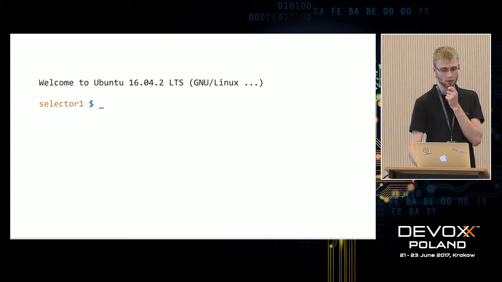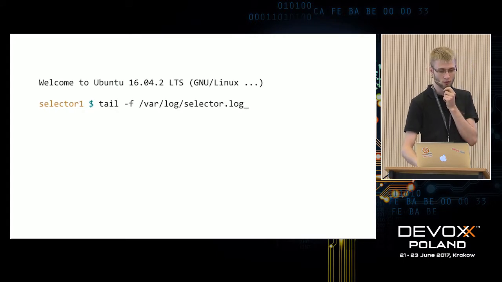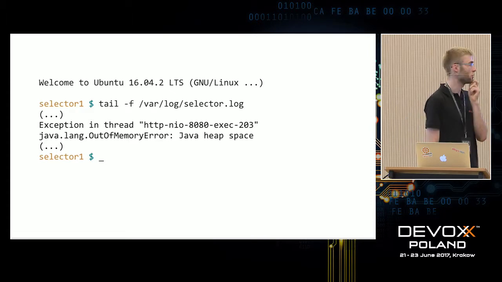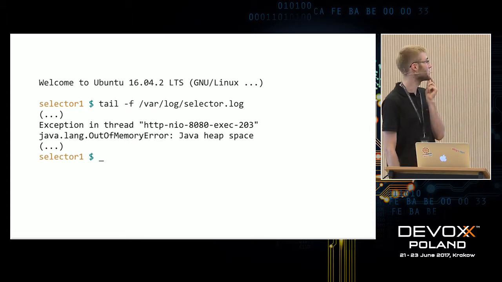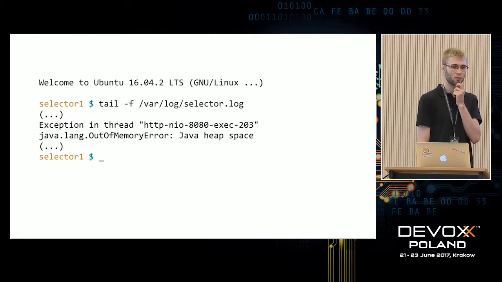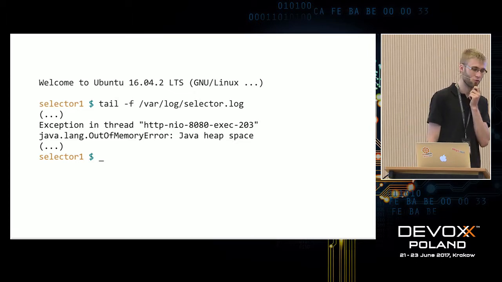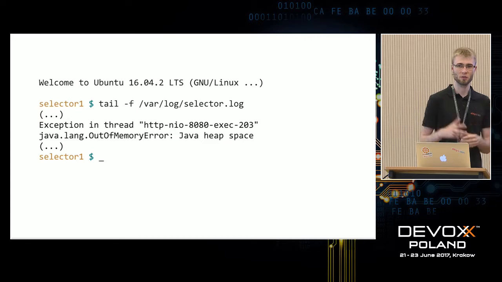So quickly, let's go to the machine and check what's happening. We get the logs. Ooh, out of memory error. Okay, so what happened? Every time we get an out of memory error, basically what we want to do is check what was in the heap that caused this out of memory error.